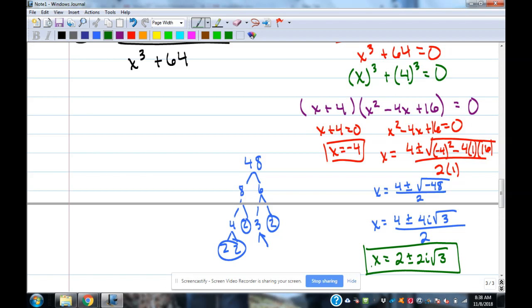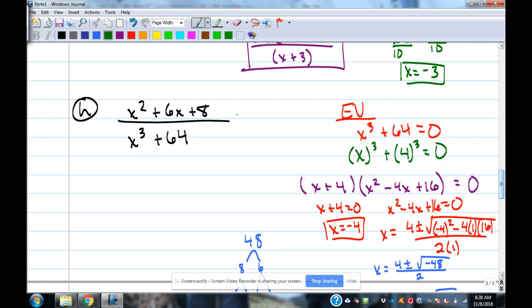Here's our excluded values. Not a fun one, but definitely a very good review problem for that. But the good news is we factored a sum of cubes, because now we got to simplify. So we got x plus 4, x squared minus 4x plus 16.